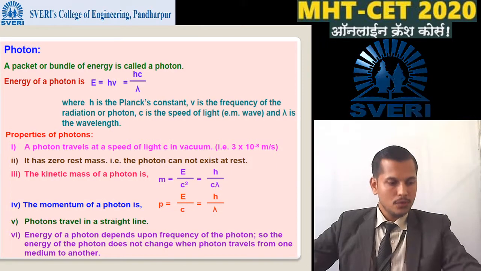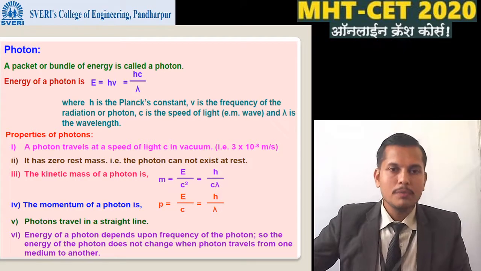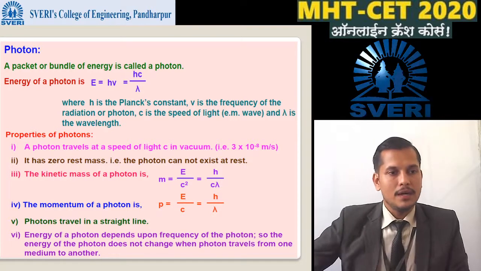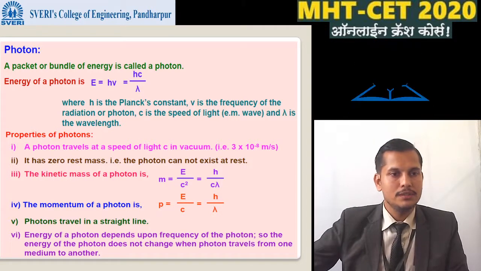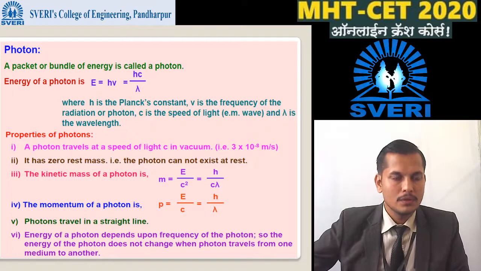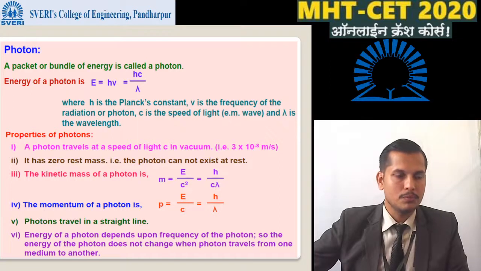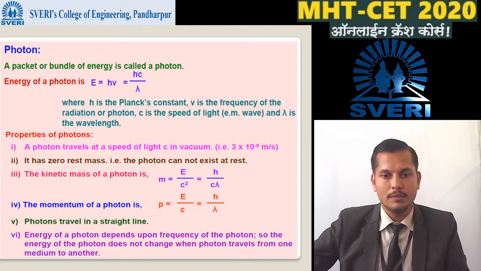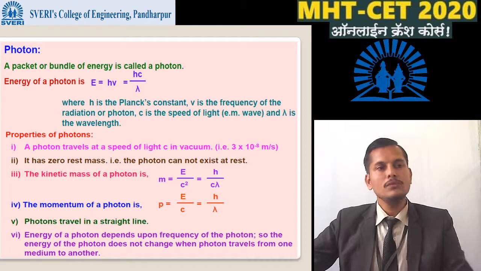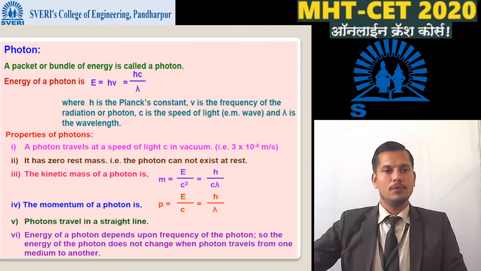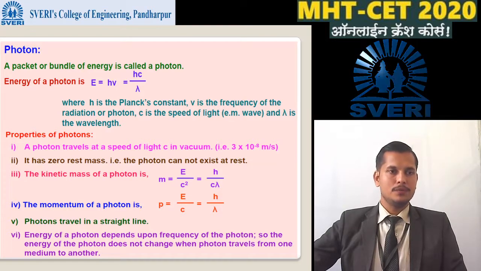So first is the photon. What is meant by photon, that we have to discuss, and after that we are checking these equations in terms of properties. What is meant by photon? Its different properties are there. So let us check these things one by one. A photon is nothing but a packet or bundle of energy, that we are calling a photon. So it is an energy packet which is having energy.